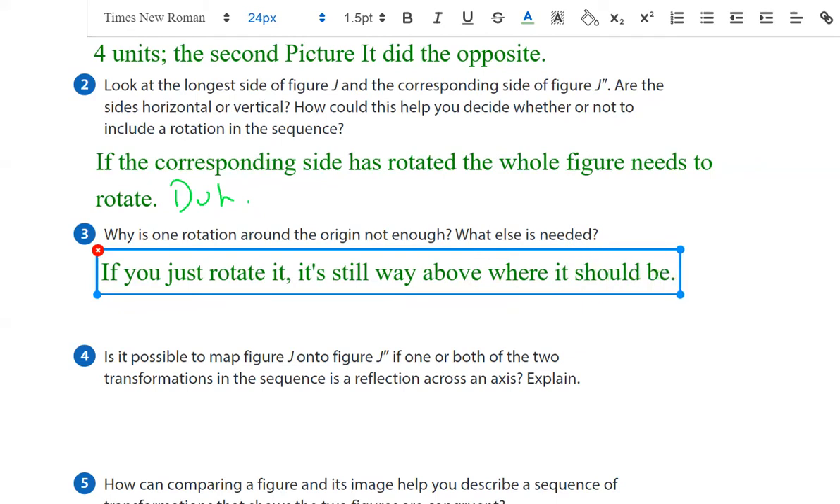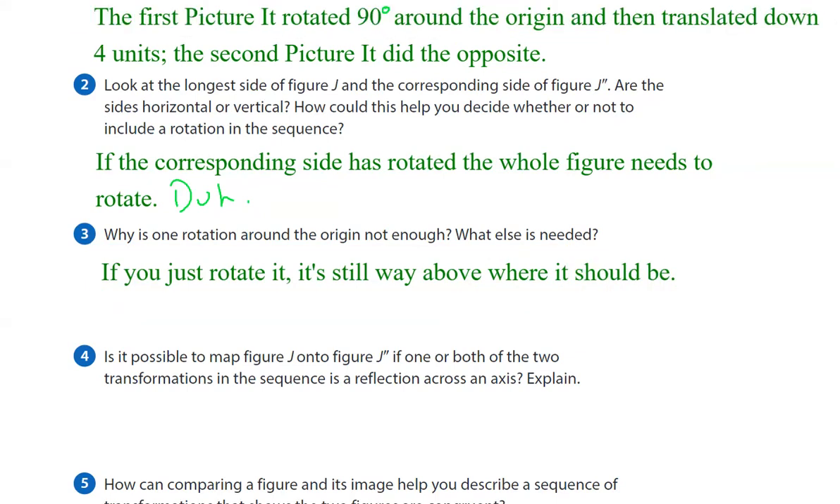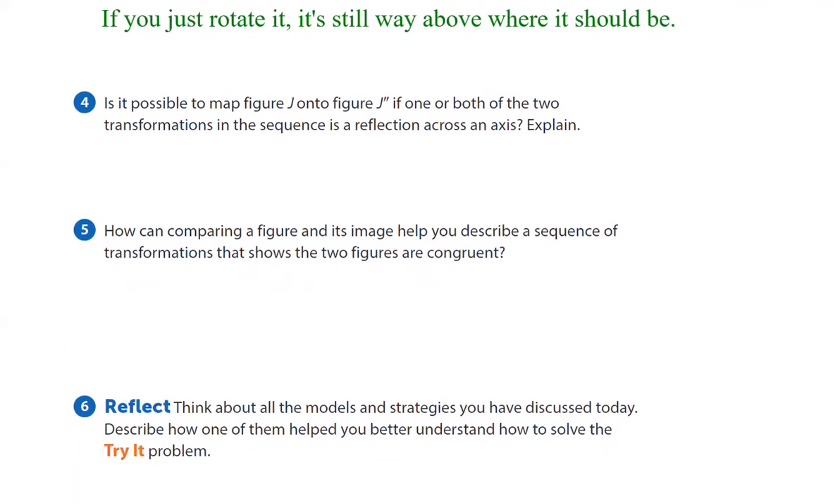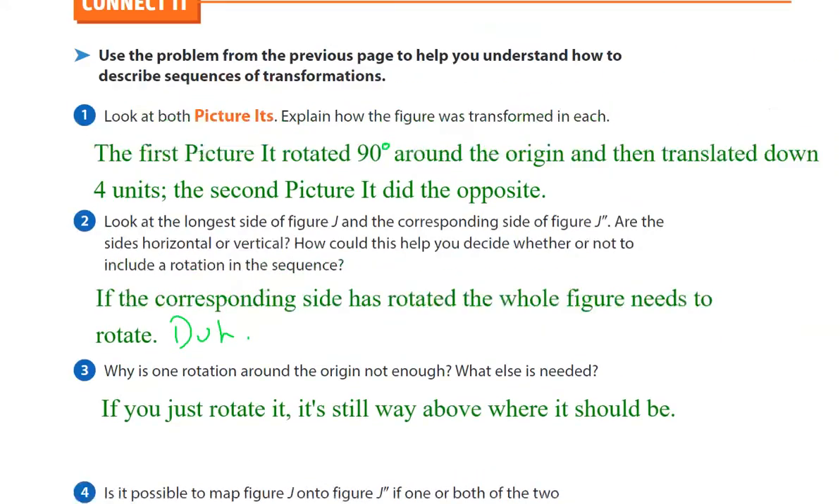There you go. Number 4 now: is it possible to map figure J onto figure J prime 2 if one or both of the 2 transformations in the sequence is a reflection across the axis? Explain. Okay, well, let's see.